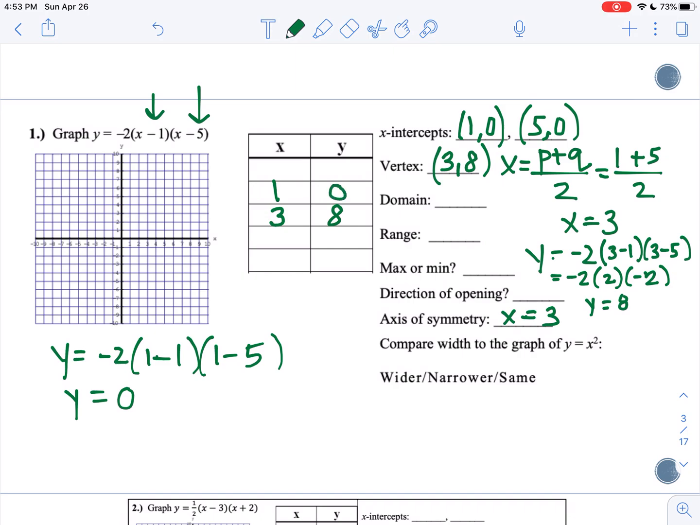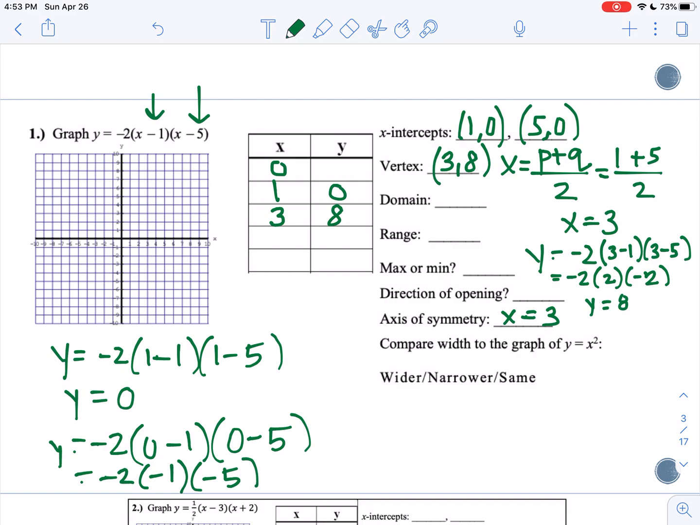Now if I take a look and ask, what's one more towards the left of that? Well, let's do 0. If x is 0, and I like to use 0 because that's a really easy number to plug in, y equals -2 times (0 minus 1) times the quantity (0 minus 5). We get -2 times -1 times -5. That gives me -10.